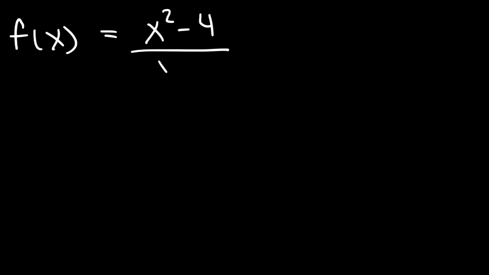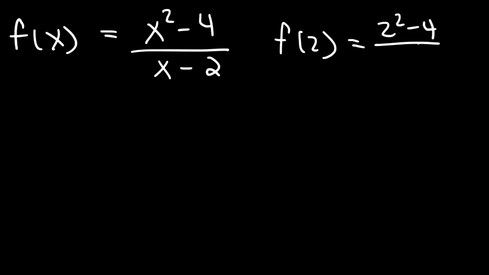So let's say that f of x is x squared minus 4 over x minus 2. What is f of 2? Can we evaluate the function at x equals 2? Well, let's find out. So if we plug in 2, 2 squared is 4, 4 minus 4 is 0, and 0 over 0, what is that? Well, we can't figure this thing out, so that's indeterminate. Therefore, we can't evaluate the function at x equals 2.